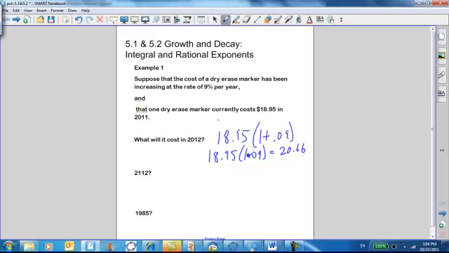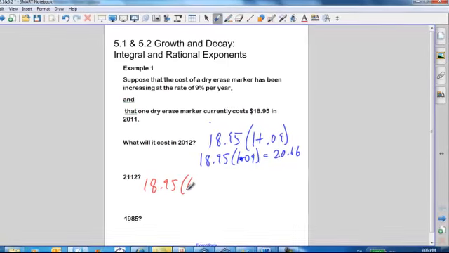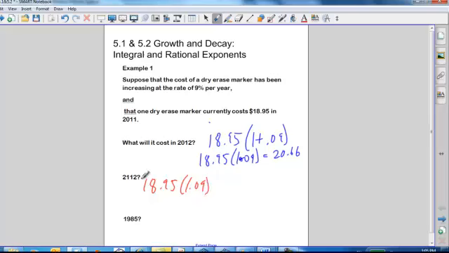Now in 2112, we'll take that $18.95 and keep multiplying by 1.09. The difference in years from 2112 back to 2011 is 101. And if this keeps up, then the marker will cost $114,000 and 10 cents. That's exponential growth for you.